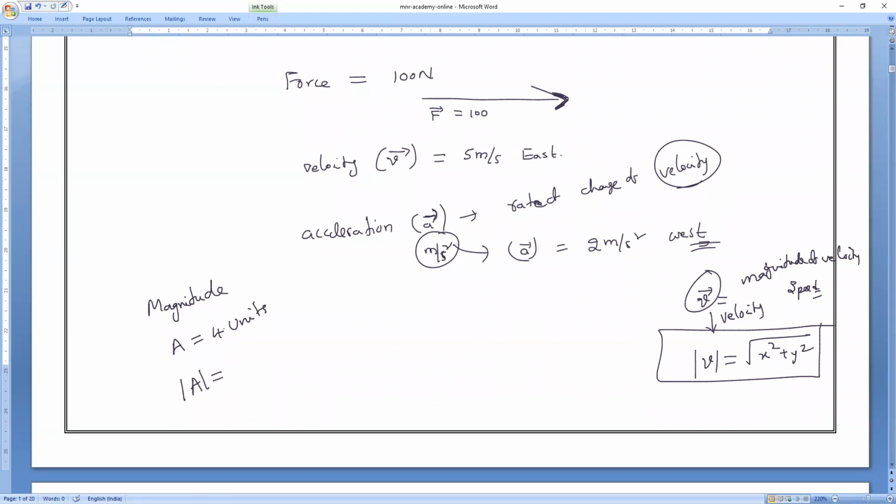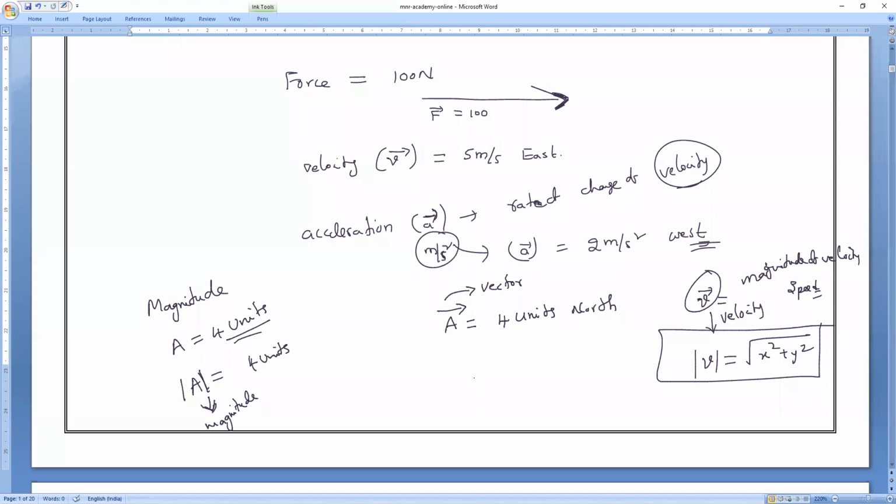So if I say mod A, suppose I say magnitude is 4 units, it is indicating that if I do mod of this A, it will always give you the magnitude. Understand everybody? So I will say it is 4 units. For example, if I represent the same thing like this with an arrow, then it is a vector quantity. So I will say A vector equals 4 units towards the north.